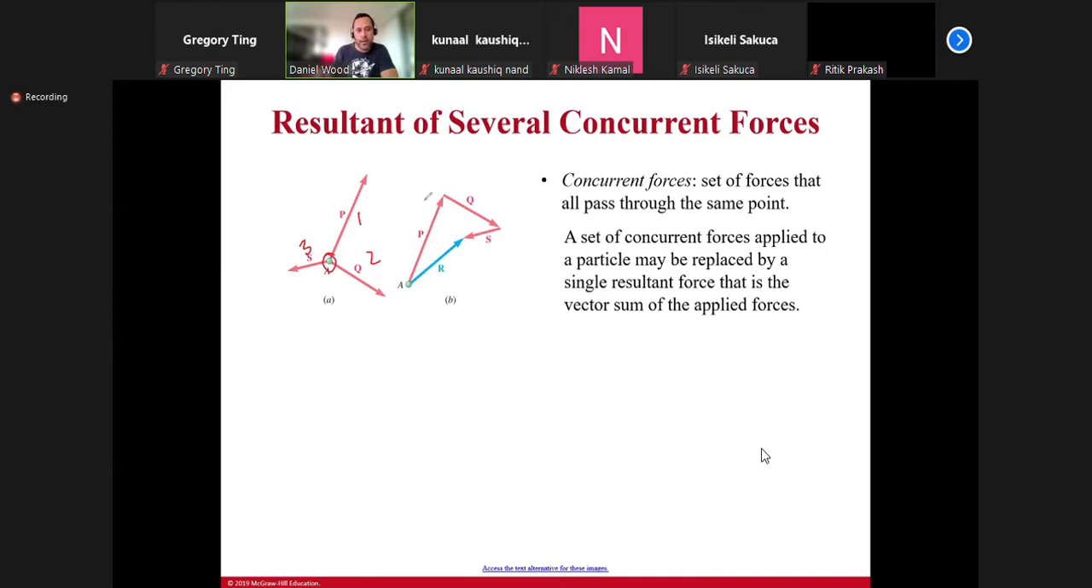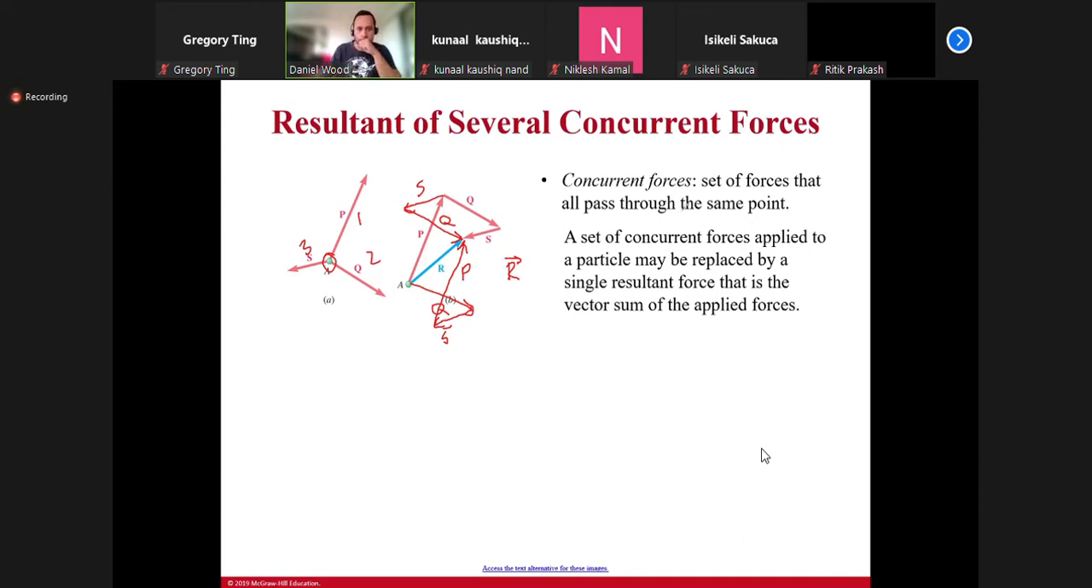I can have P plus S plus Q. We could do it like that. We could do it like this, Q plus S plus P. But you can see that any way that I do it, I arrive at vector R. That just goes to show that as long as you understand the rules of vector addition, it's commutative, right? So I can put them in different orders, but I should get the same resultant, yeah?